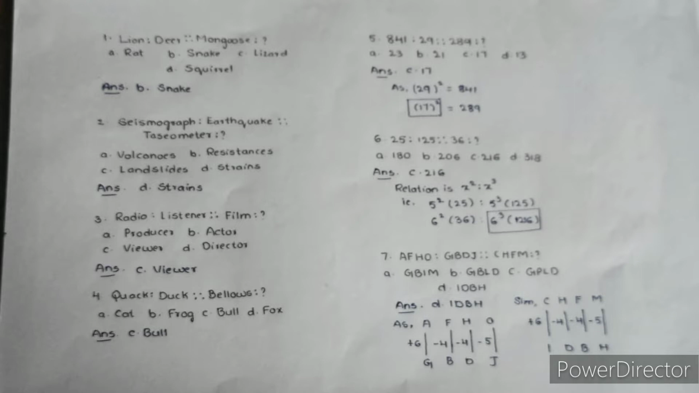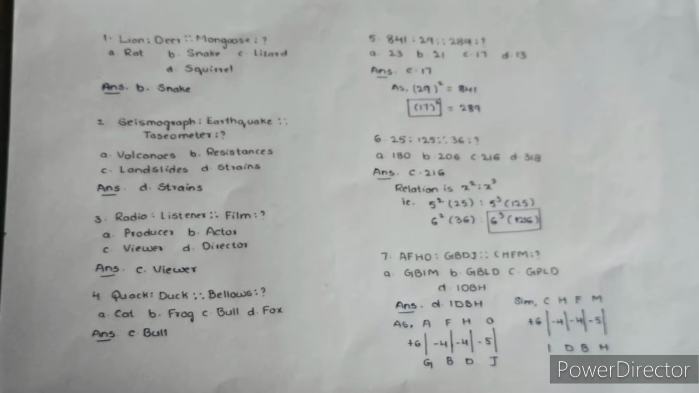Now the fifth question is 841 is to 29. Similarly, 289 is related to what? So the options are 23, 21, 17 and 13. So here if you consider the first set, that is 841 is to 29, 29 square is 841. So similarly, we have to find out what square is 289.